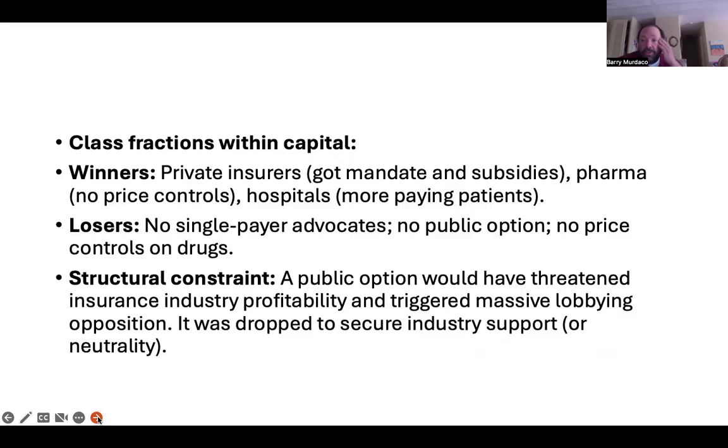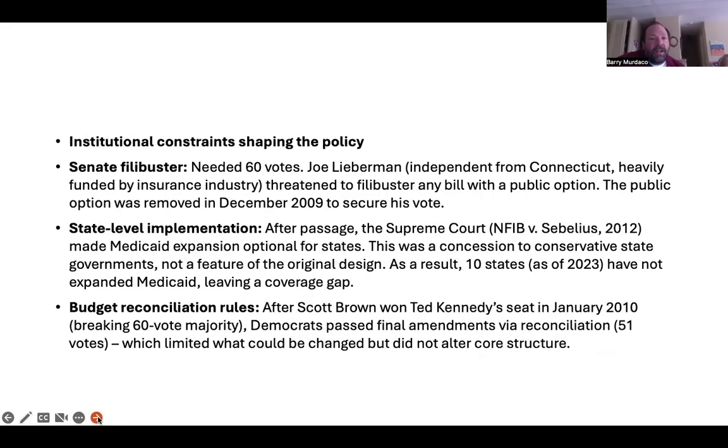So in other words, they didn't even try to challenge the industry here, the insurance industry, for example, and the others. They just said, "Well, look, we're not going to win this, so we'll just get rid of the public option." They didn't even really fight for a public option. In other words, additional institutional constraints shaped the policy to get the 60 votes. You need to get Joe Lieberman, an independent from Connecticut, heavily funded by the insurance industry, who threatened to filibuster any bill with a public option. The public option was removed in December 2009 to secure his vote. Nice of him to do that.